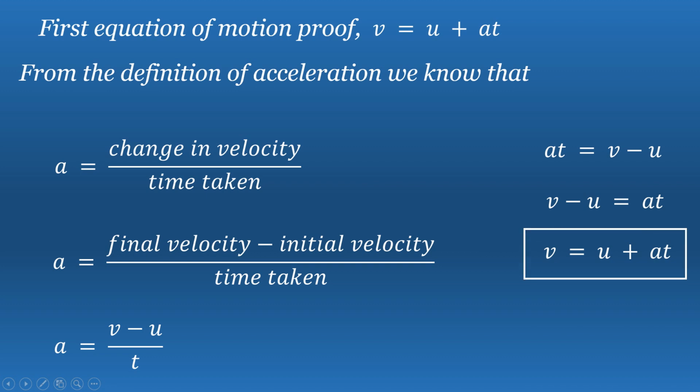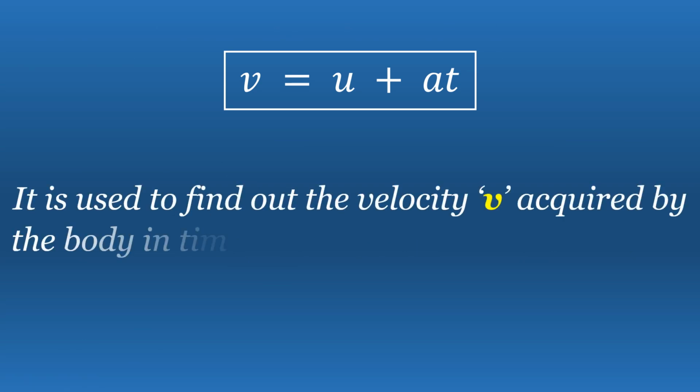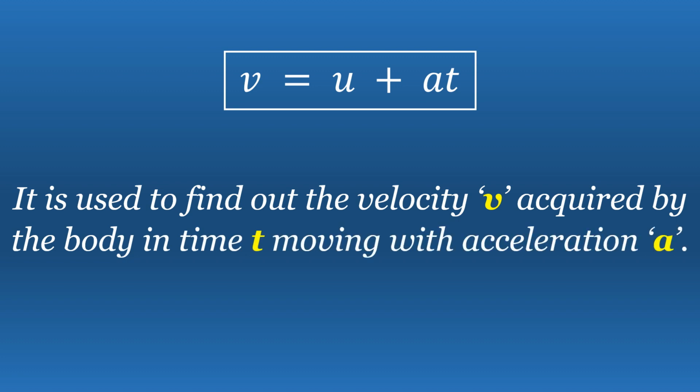So this is the proof of the first equation of motion, and we can use this equation to find the velocity v acquired by a body in time t, moving with acceleration a. So we are done with the first equation of motion.